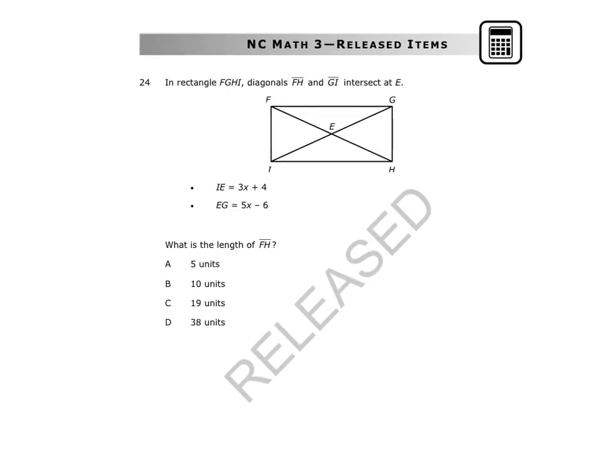So this one, IE is 3x plus 4. EG is 5x minus 6. This is going off of your knowledge that the diagonals bisect each other, which means that this piece and this piece have to be the same. So 3x plus 4 has to equal 5x minus 6. So that would be 2x equals 10, which means x equals 5.